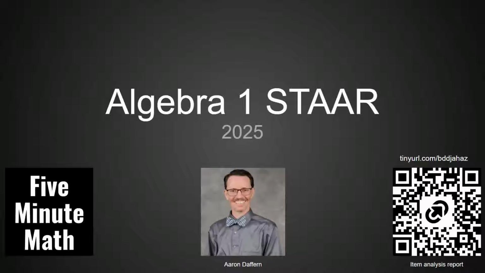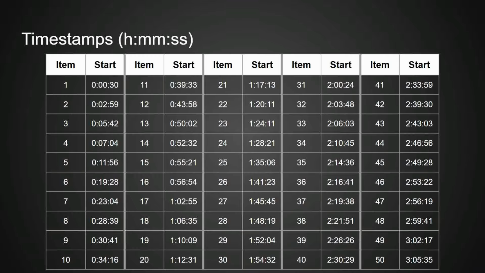If you would like to follow along, I've created a custom statewide item analysis report. You could access it by using the tiny URL or the QR code on the screen. I'm going to be going through each item individually, but if you ever want to jump ahead, you can use the timestamps on the screen, or you can use the bookmarks that are available at the bottom of the video.